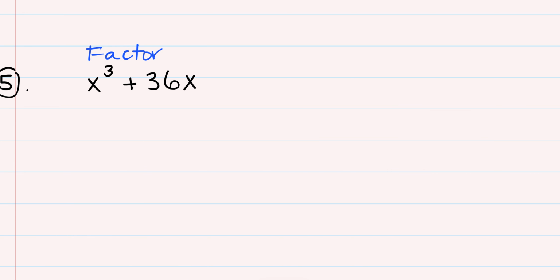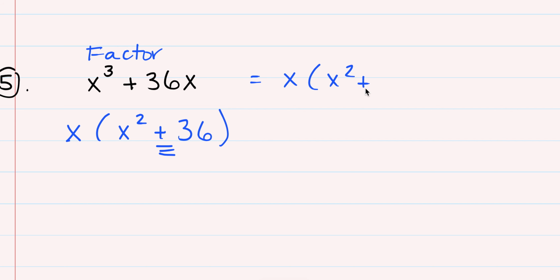Okay, first thing you want to do is see if you have a greatest common factor. Can I pull something out? The answer is yes. I can take out this x. And now you want to see if you can factor this. If you have a sum of squares, not a difference, but a sum, you cannot factor it. This is as far as you can go. Okay, so the answer is x times (x squared plus 36).